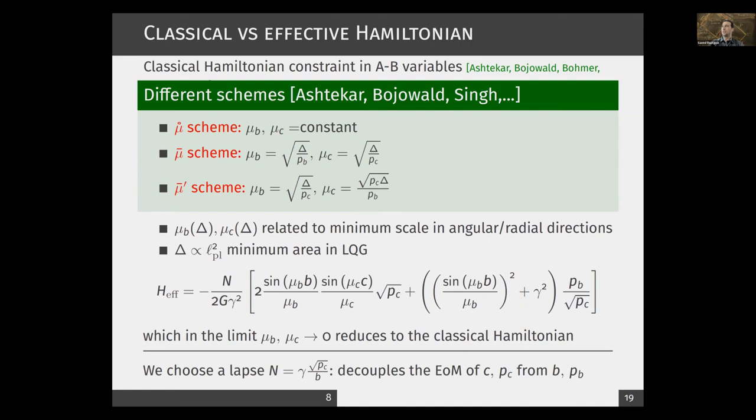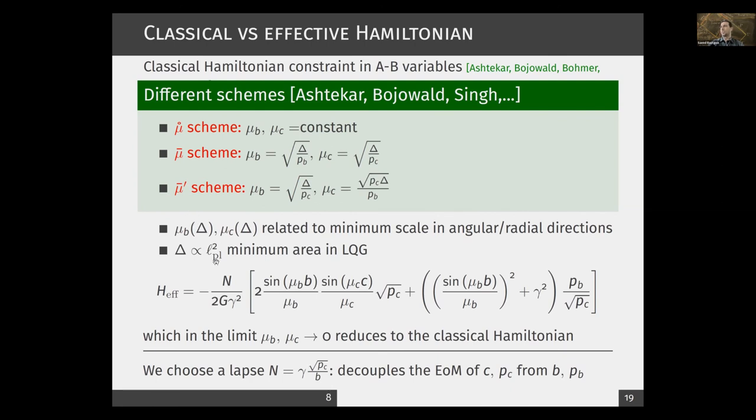So now we are going to consider this system in three schemes. These schemes basically come from loop quantum cosmology, considering that the classical limits should match the classical cosmology, or the asymptotic limit. So basically you have three schemes, or more than that actually, but the main three schemes are where these mu's are constant, or they depend on some scale here and delta and PB and PC, or they have different dependence as you see here. So these are called the mu bar and mu bar prime schemes.